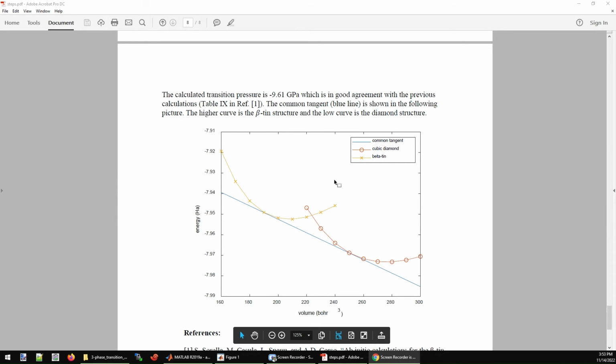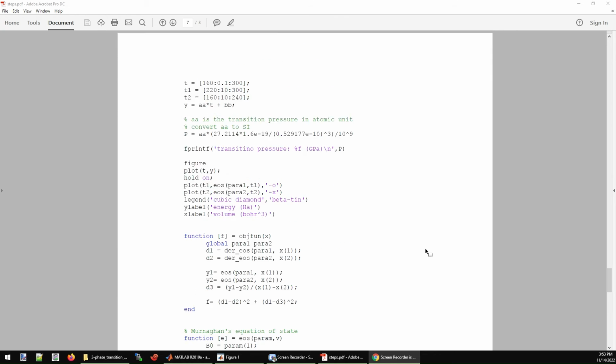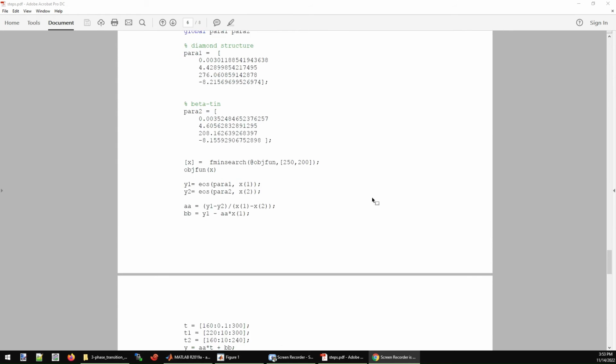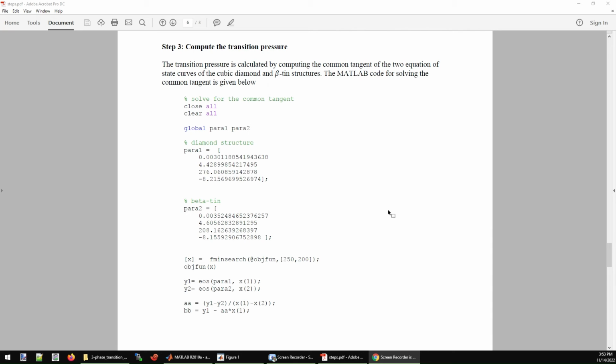So this yellow curve is the equation of state for the beta-tin structure, and this red curve is the equation of states for the cubic diamond structure. You can see that, because we know that the cubic diamond is the lowest phase of silicon, that's why the energy of these red circles is lower than this beta-tin structure. And this blue line is a common tangent, which is tangent to both curves. So I'm going to show you how to use MATLAB to make these plots and find the common tangent.